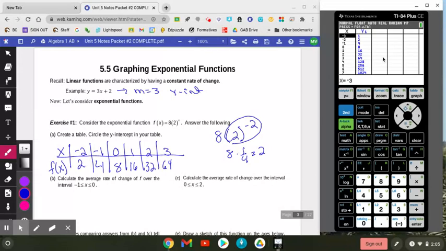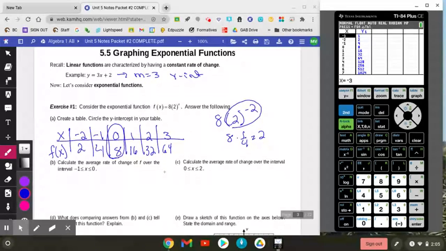So our y-intercept is 8, because the y-intercept is always where x equals 0. And hopefully you notice that we do not go up at a constant rate. However, there is a pattern where I am multiplying each one by 2.